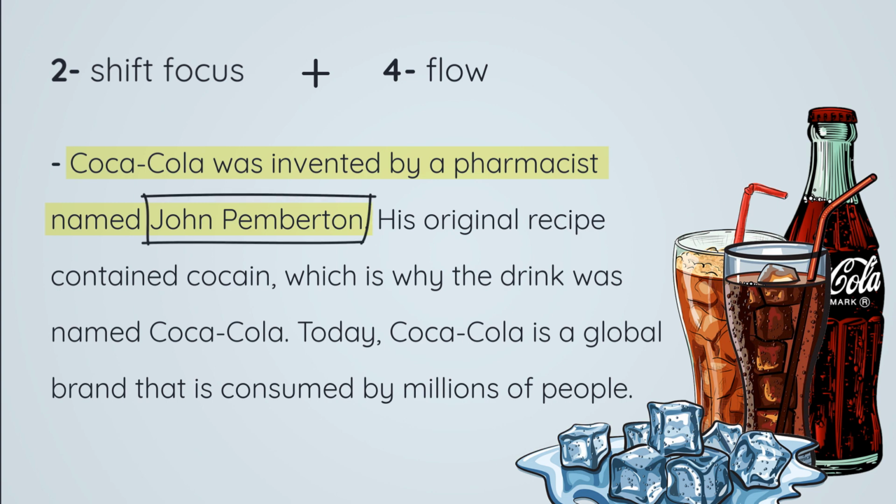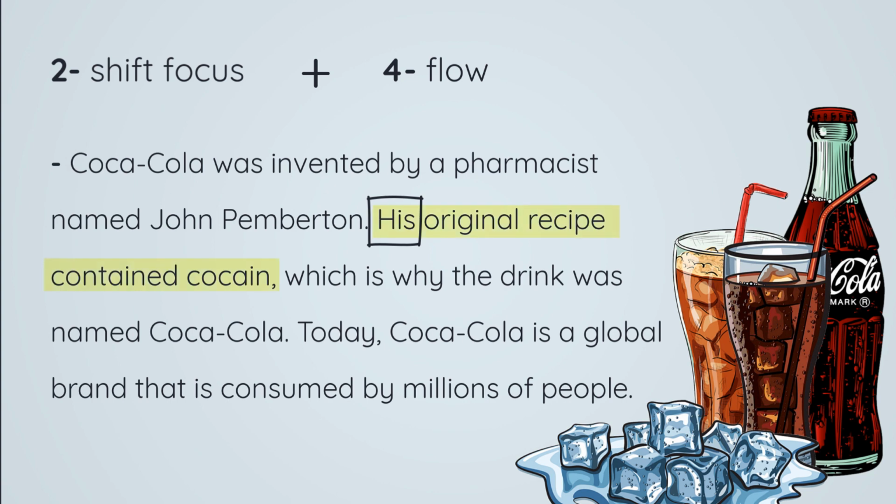Now, because he is the last idea we have here, we want to start with him. His original recipe contained cocaine. Okay, regular sentence, active voice. Why? Because we have John Pemberton, we want to continue with John Pemberton. But now, we want to introduce another new idea. Okay? Which is why the drink was named Coca-Cola. I want to bring the reader back to my original subject, Coca-Cola. So the passive is used for placement.